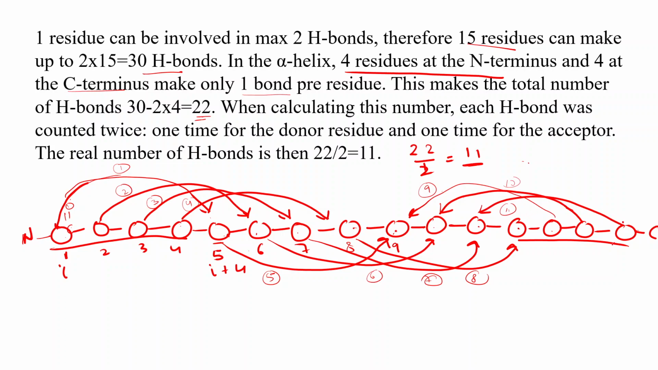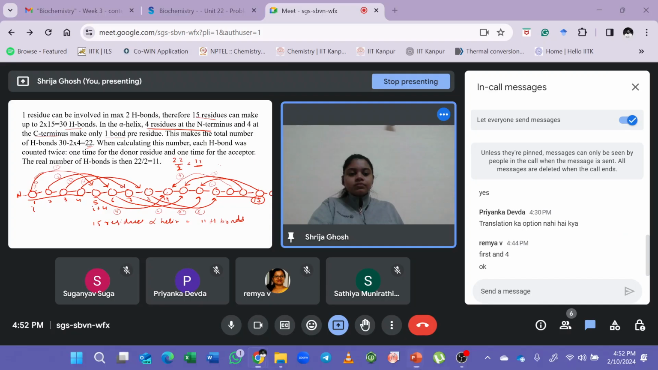This is the last residue. This is the 15th residue. Okay. So in total we have 11 hydrogen bonds in a 15 residue alpha helix. Is this clear? I hope this is clear. So for 15 residues, we have 11 hydrogen bonds.